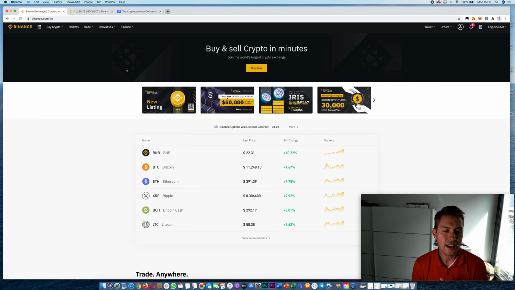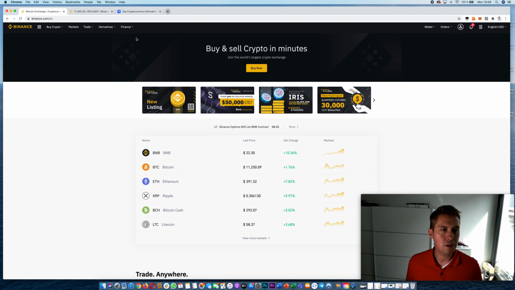Block builders, and I want to show you guys today how you can trade Ethereum with leverage. One of the most popular places to trade any cryptocurrency with leverage is actually Binance and the Binance Futures platform.